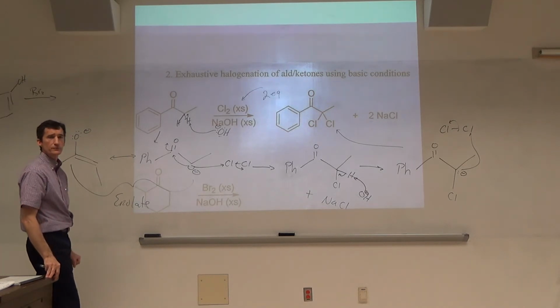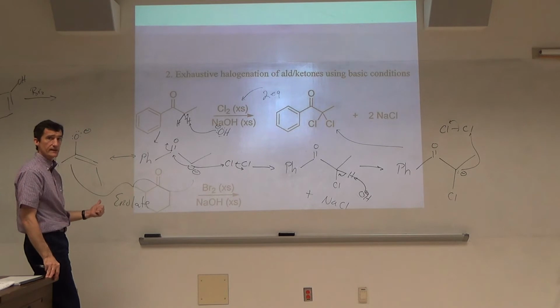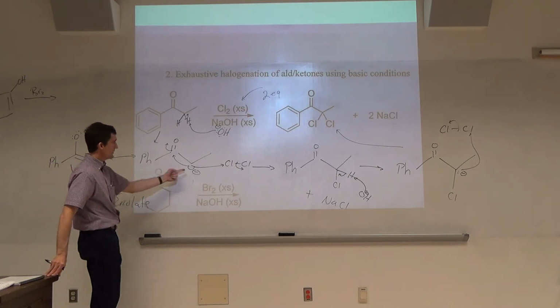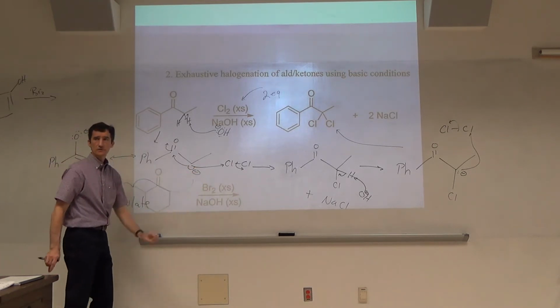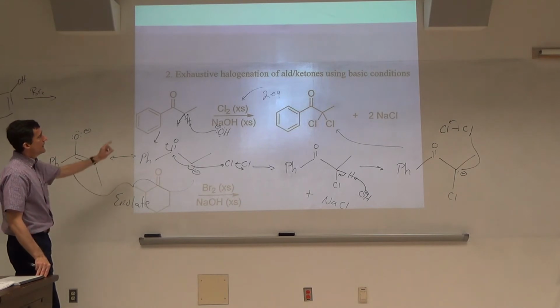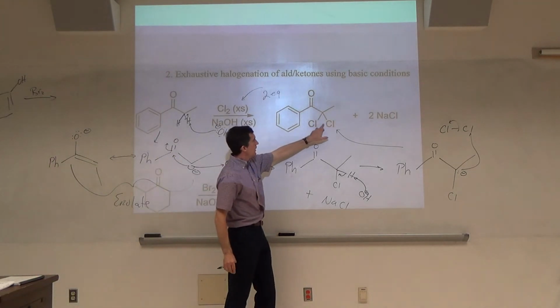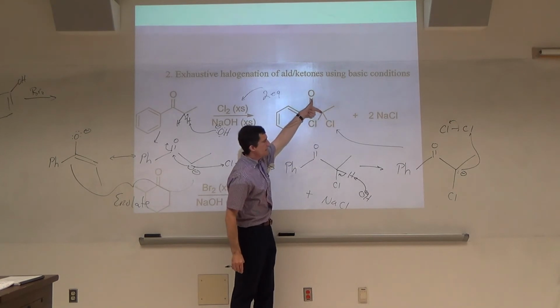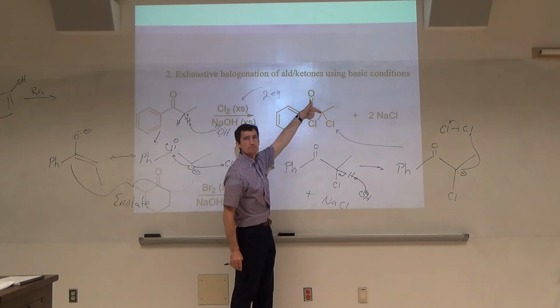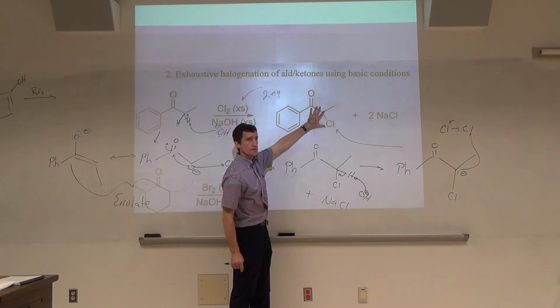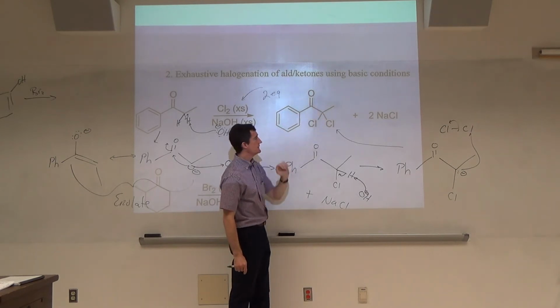Hopefully this looks pretty straightforward. You make the enolate carbanion, and the carbanion attacks your halogen. Exhaustive means we do this until you can't do it anymore. Does that have another H to remove? There's no H remaining. Game over. You can't remove another H and do it again.